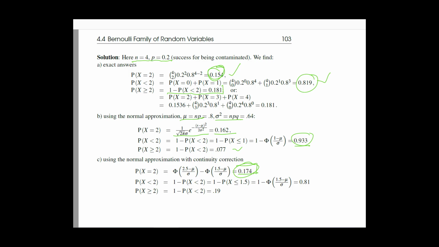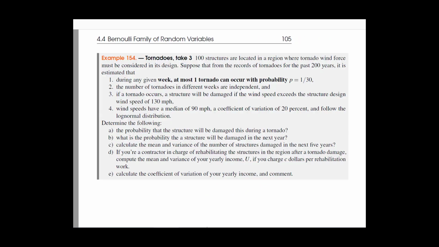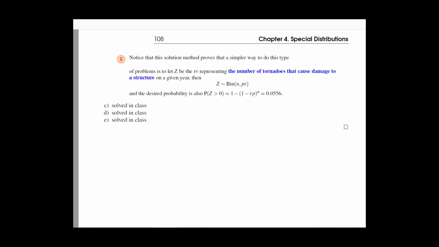So same as before, but now we apply the continuity correction. And then you have 1.5 here instead of 1 without the continuity, because of these bands that we put. And now this one is much closer to the exact solution up here: 0.82, 0.81. So there you have it, how to use the approximation with and without continuity corrections. Very good. We're going to do this one in class. Please read it. So here's the tornado example once more.